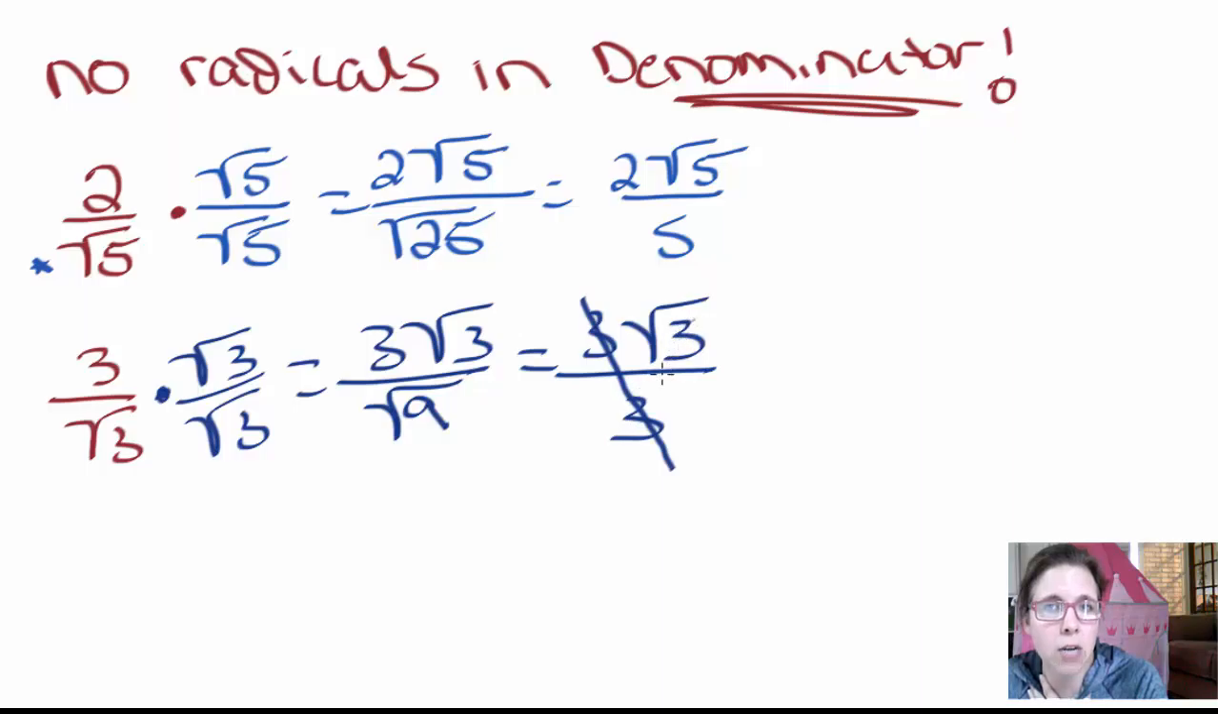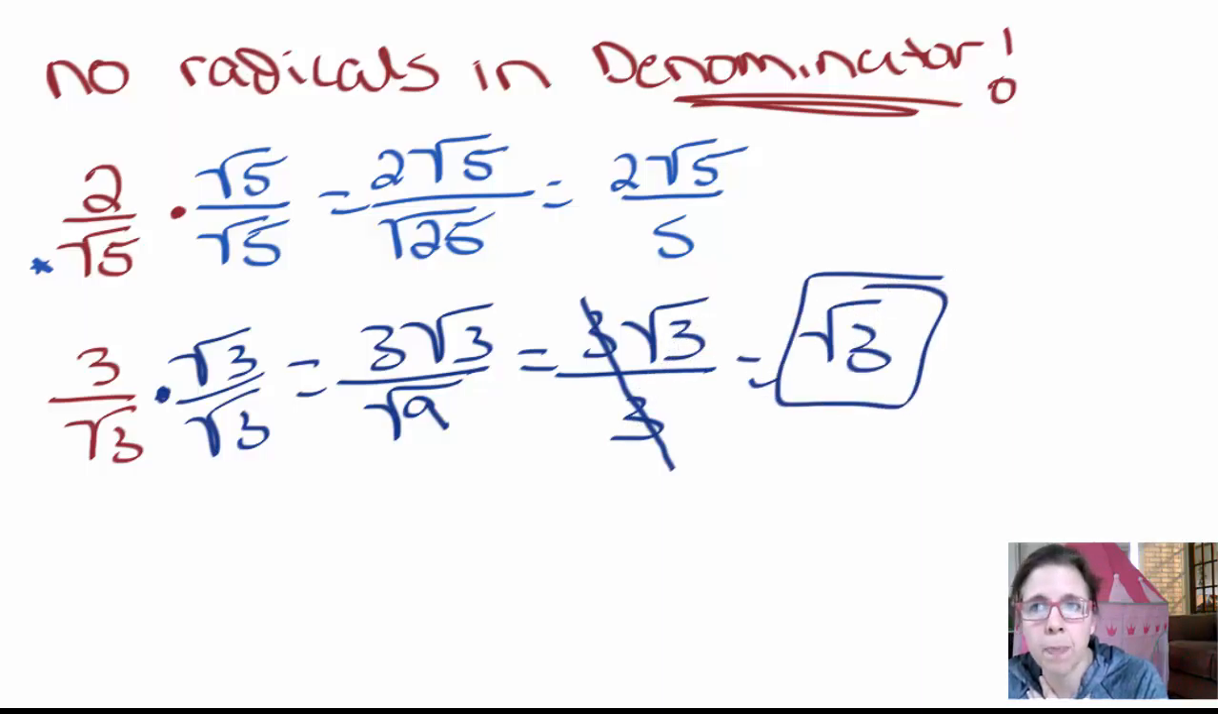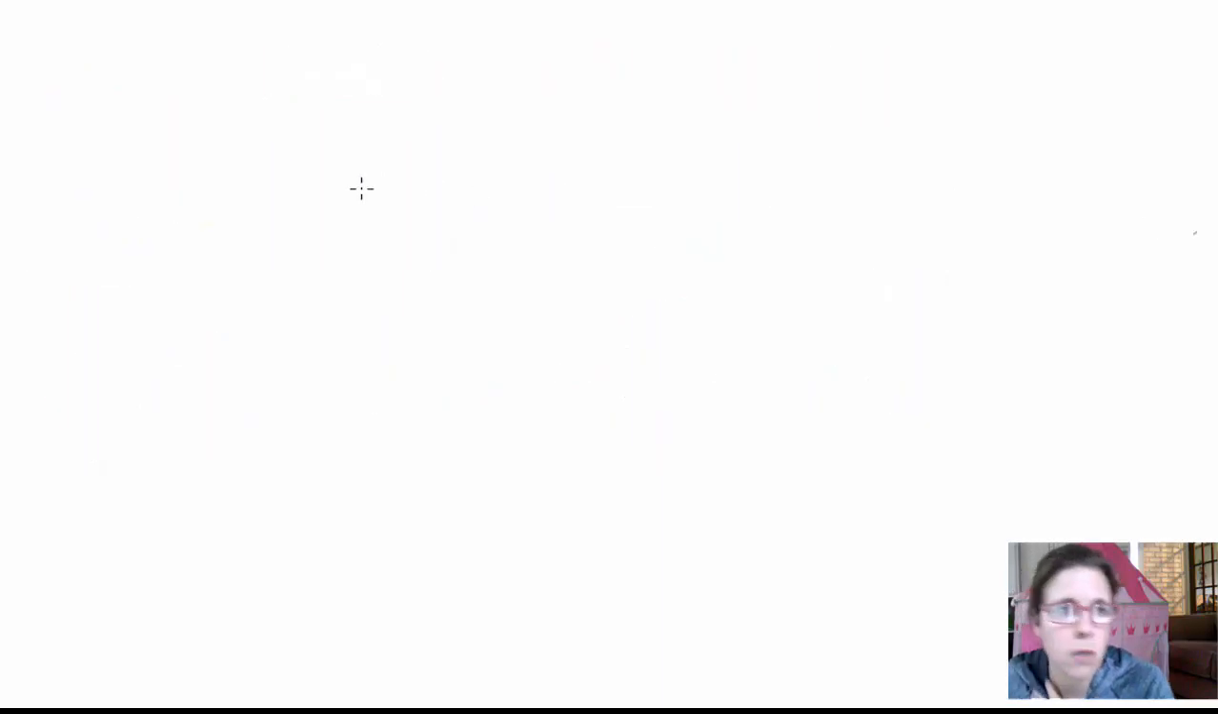You cannot cancel it under the radical. So your answer would be the square root of 3. Okay? All right, so let's do a few more.